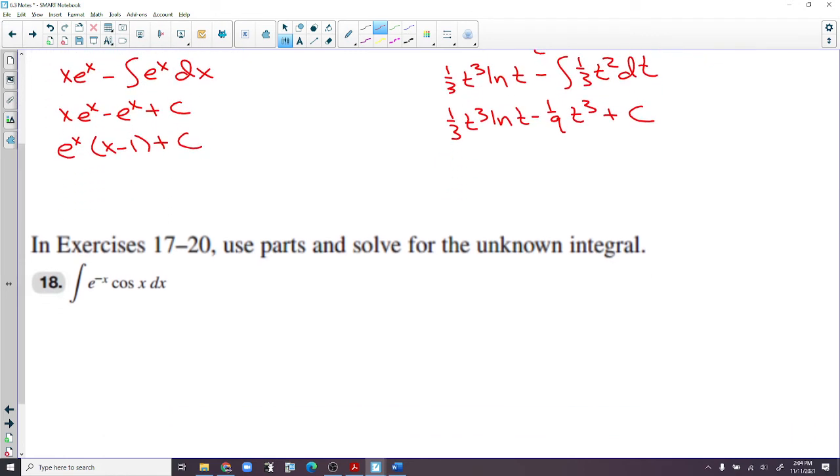Let's try one of these. Let's practice number 18 here. This is the one where you've got to get all the way back to that expression. So you have to do this twice.